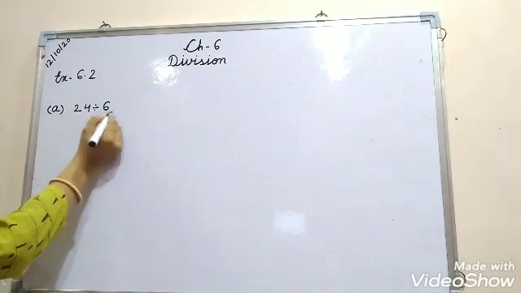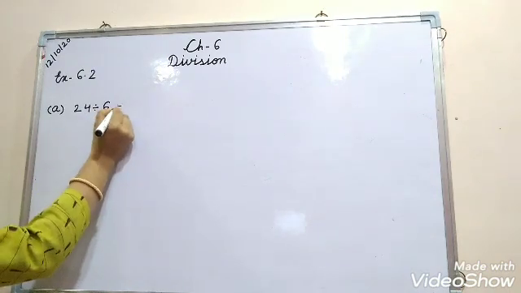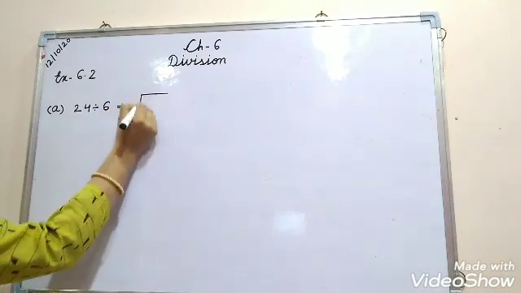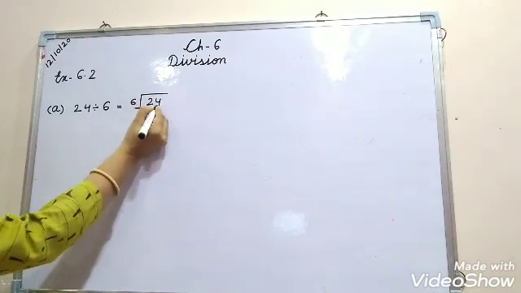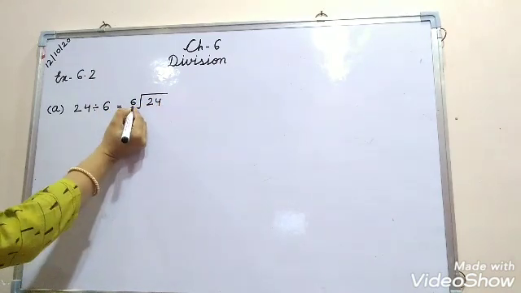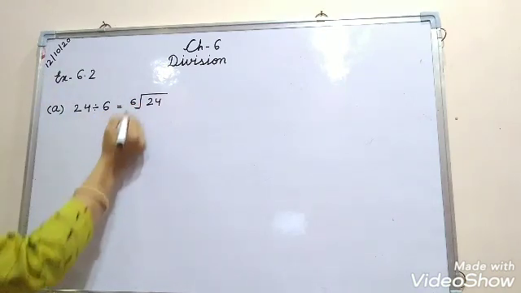Here 24 divided by 6. So what we will do? We will write 24 inside and 6 outside. 24 is dividend and 6 is divisor. Now after that what we will do?